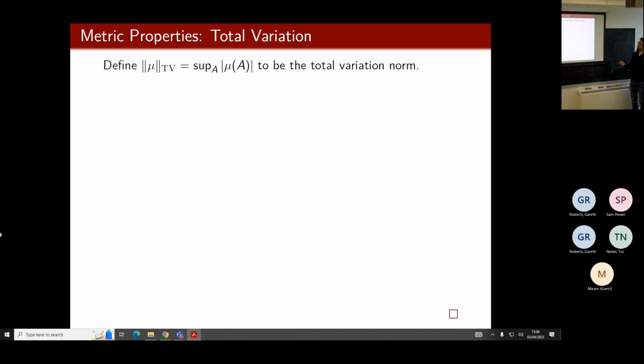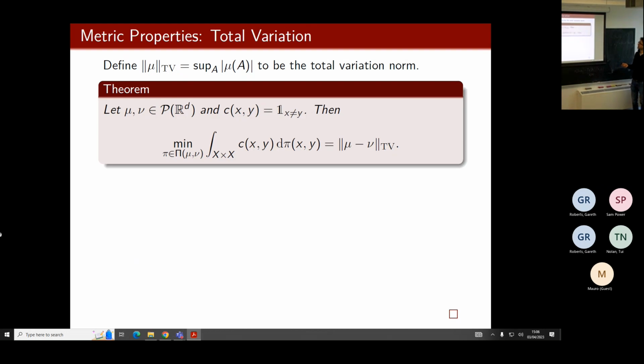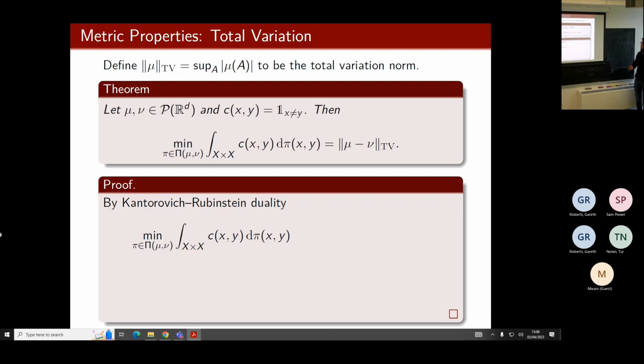Okay, so if we define total variation in the normal way, so the largest value over sets A of mu of A, and the theorem is that the TV norm between mu and nu can be written as an optimal transport problem where the cost is binary valued. So c of x, y is going to be equal to 1 if x is not equal to y, and equal to 0 if x equals y.